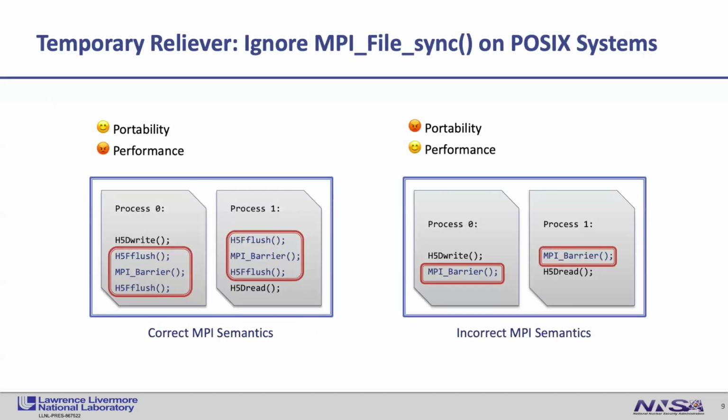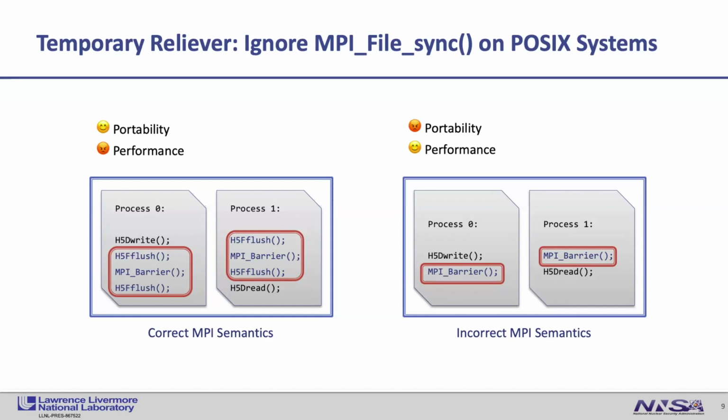So what can we do to get around this issue, to solve this file sync call? People have been doing different things. Here is one common strategy. If you want to do read after write, on the left is the correct code: you do an H5 flush, then a barrier, then an H5 flush. On the right is incorrect code.